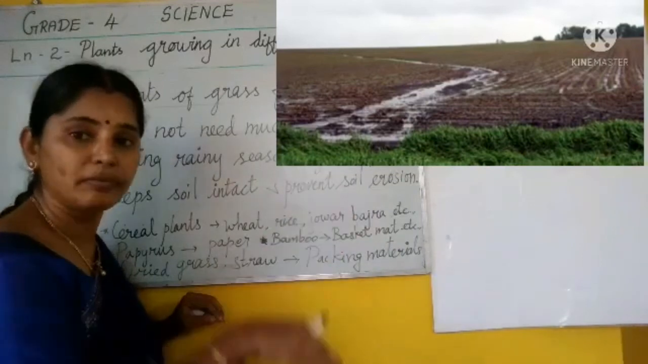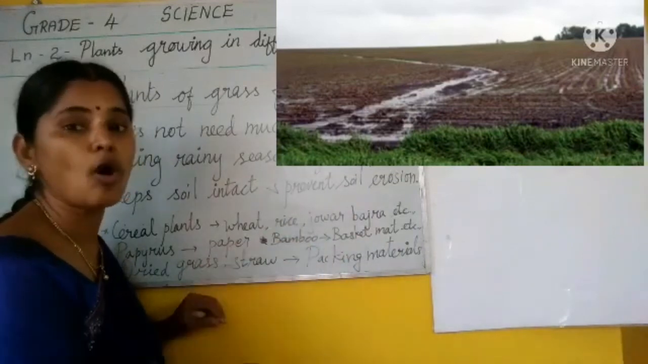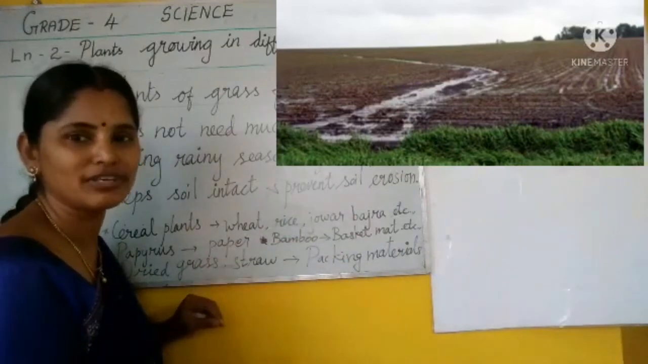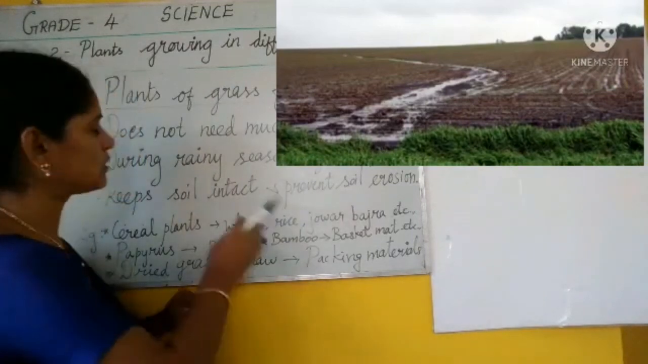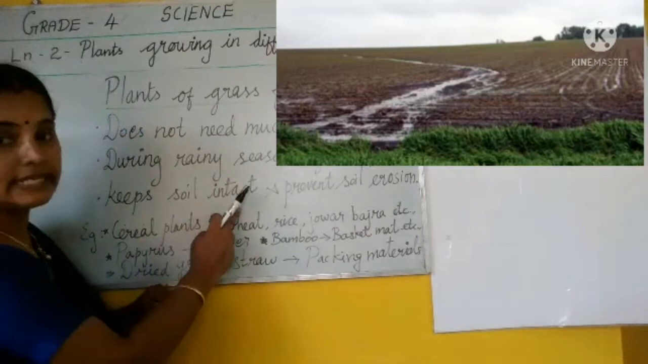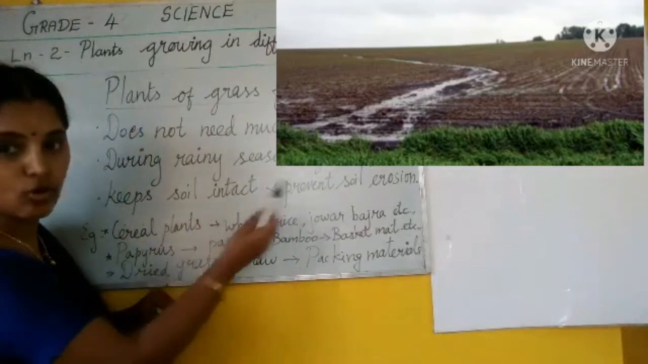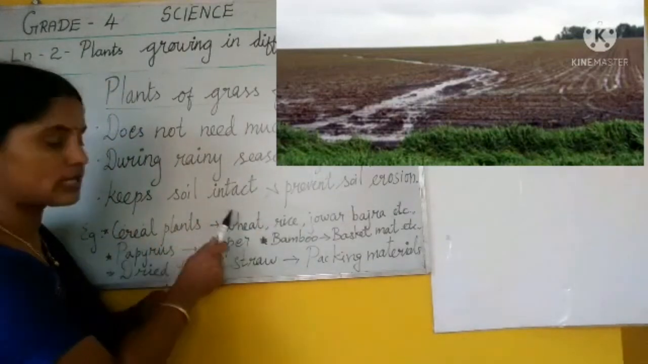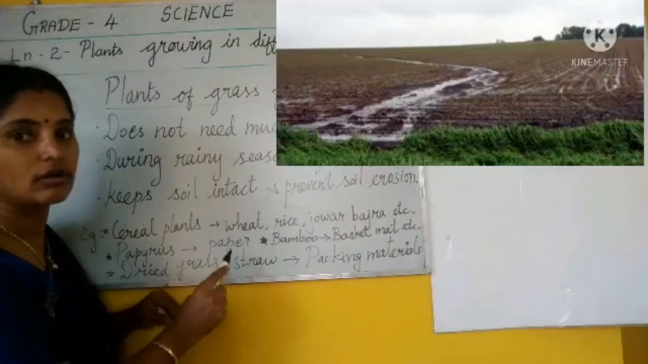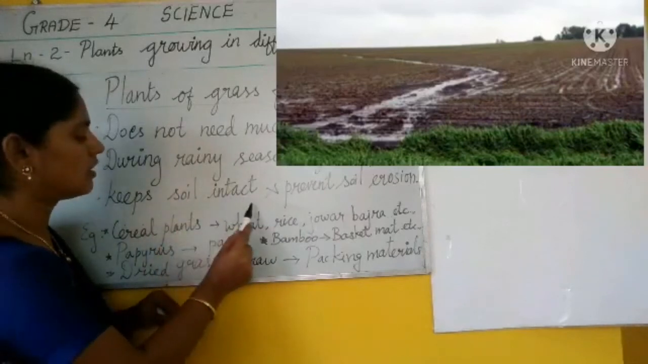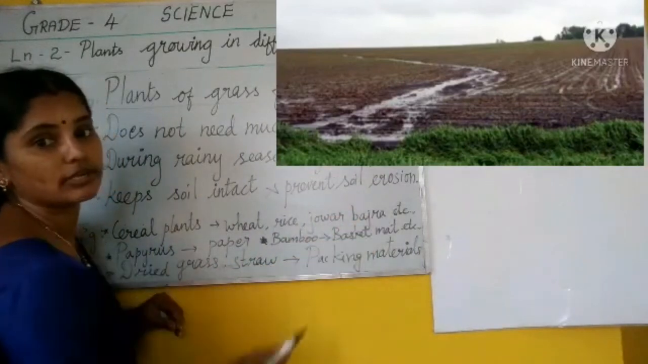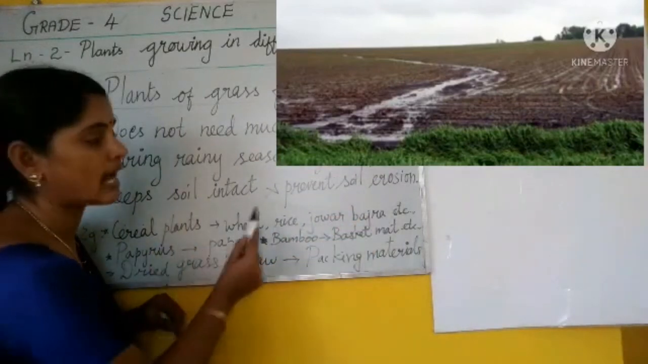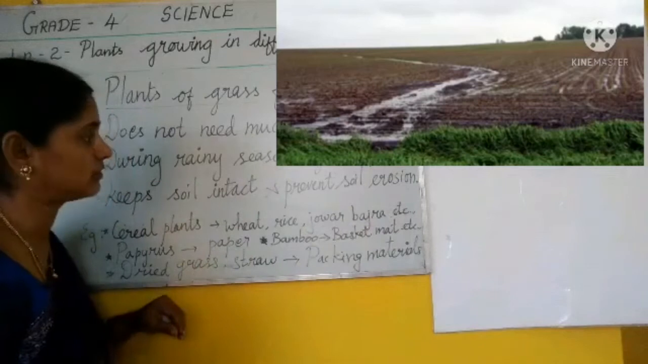So in order to prevent that, in order to stop that, grasses are growing. See how good nature is, isn't it? So they keep the soil intact, they hold it firmly and tightly. The grasses keep soil intact and prevent soil erosion.